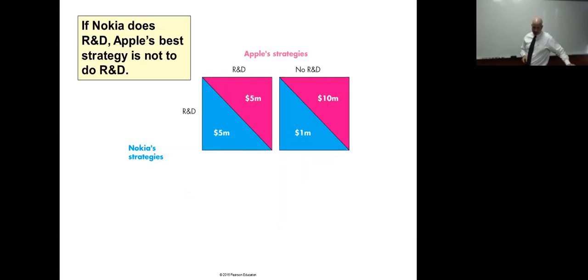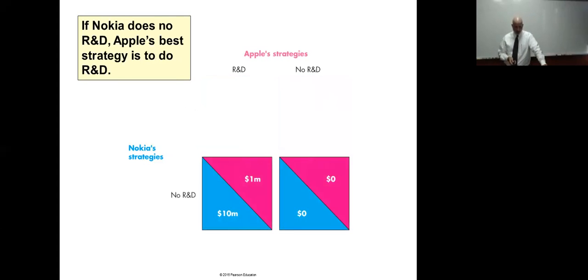So if Nokia does R&D, Apple's best strategy is not to do it. Okay, if Nokia is going to do it and Apple doesn't, they don't have the capital expenditure, they get the benefit. If Nokia does no R&D, Apple's best strategy is to do it.